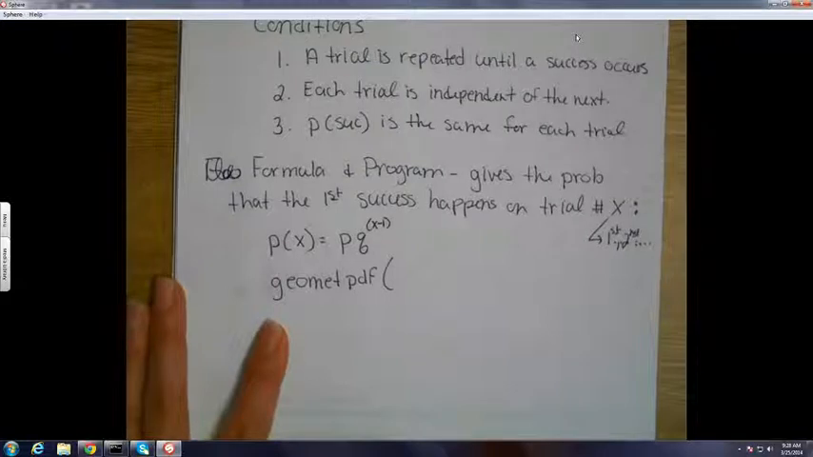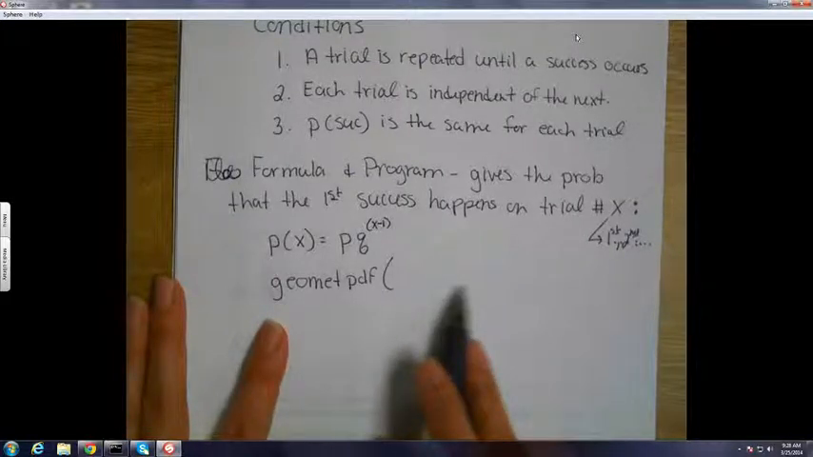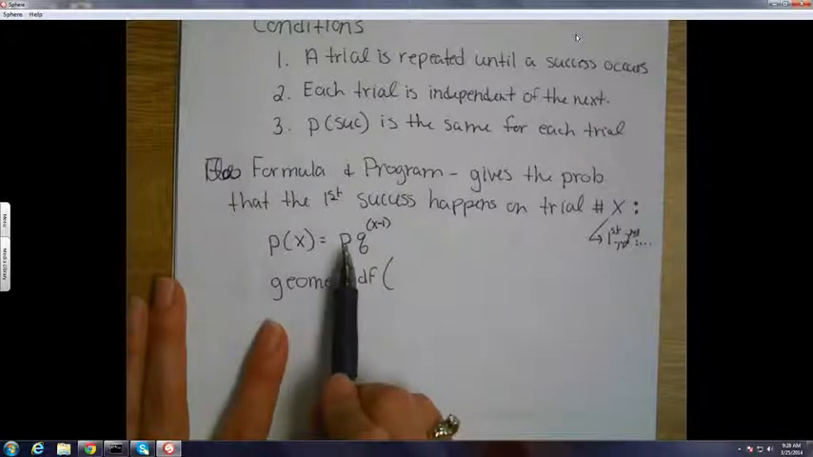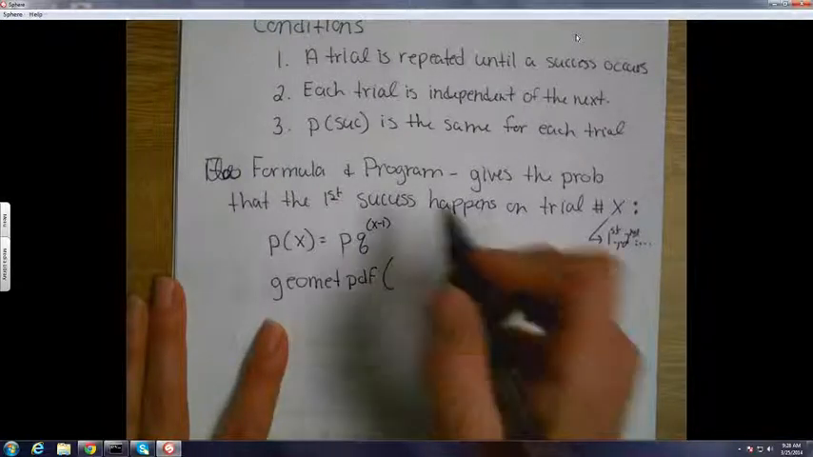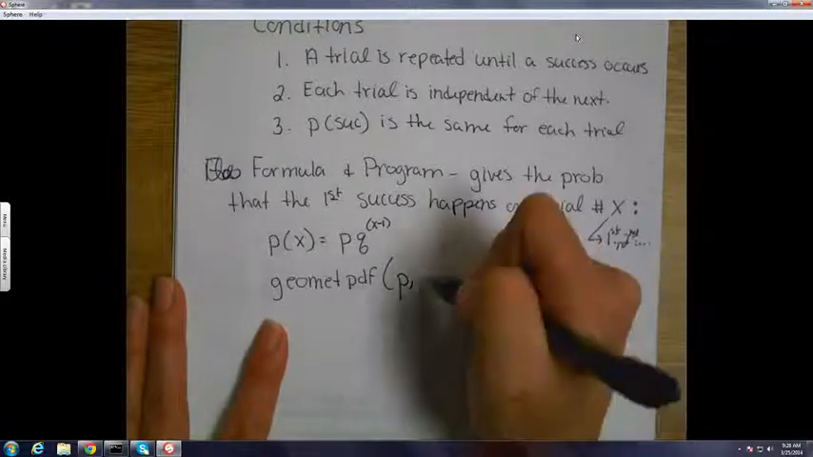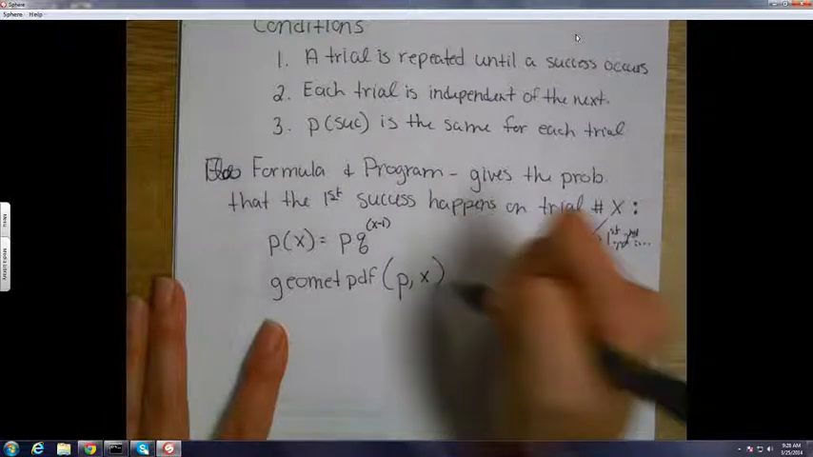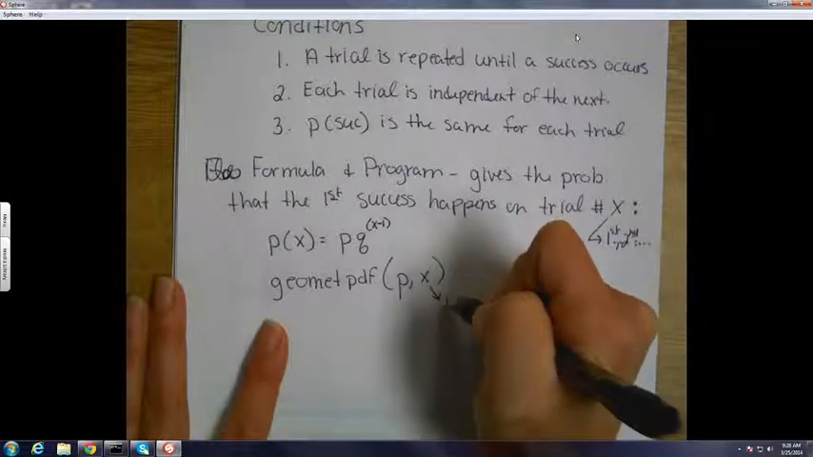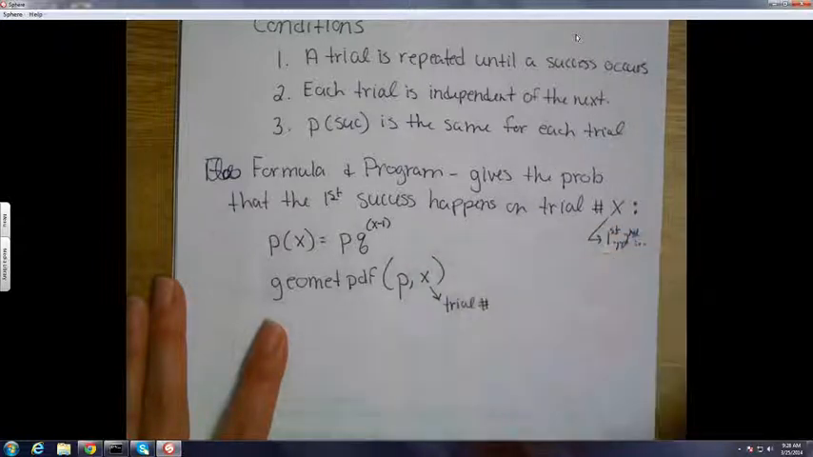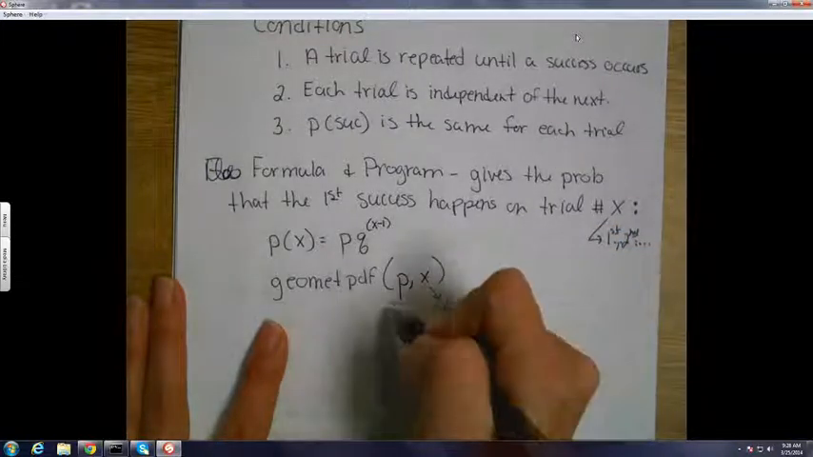Well, if you take a look at the by hand formula, how many values are we going to have to feed the GeoMet PDF? Do we have to feed it 3? Just 2, because it can figure out the Q. So we first feed it the P, and then we feed it the trial number. So X is the trial number of the first success. P is the probability of a success.